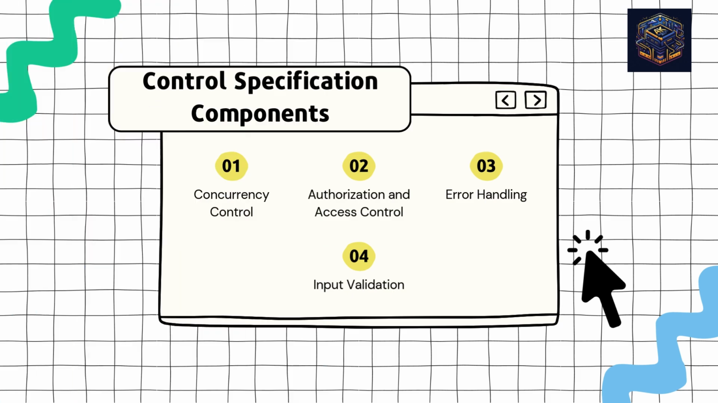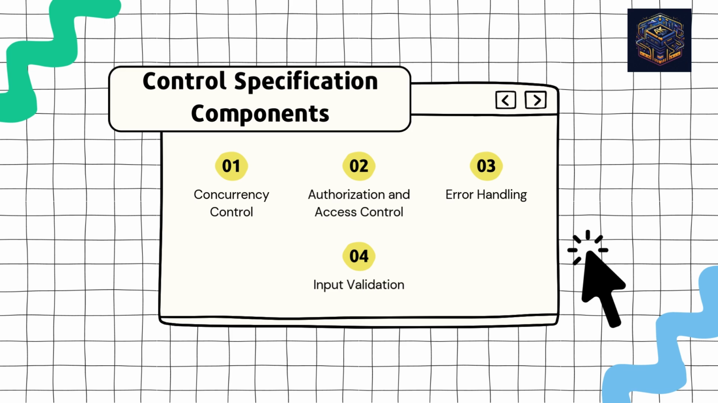Now, let's dive into the components of control specification in software engineering. To have a solid understanding of how control specifications work, it's essential to familiarize ourselves with the key components involved. These components help ensure the software system remains efficient, secure, and reliable. Let's look at them one by one.